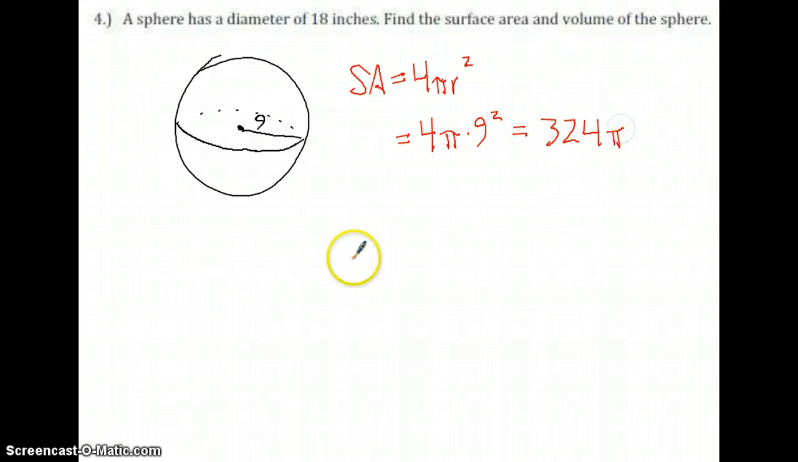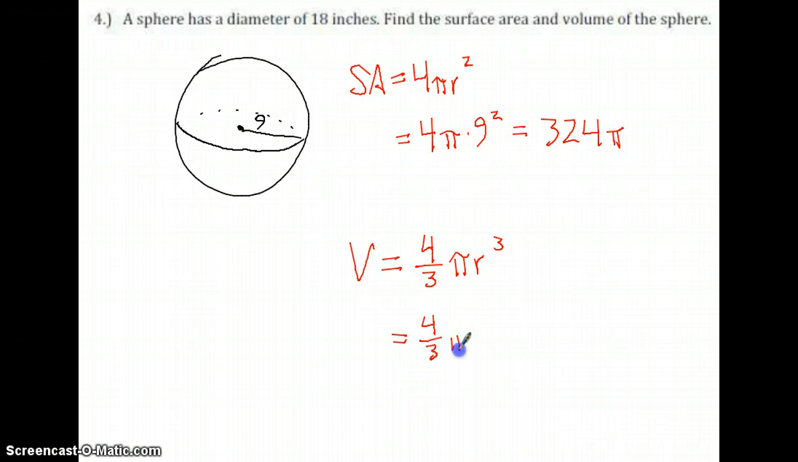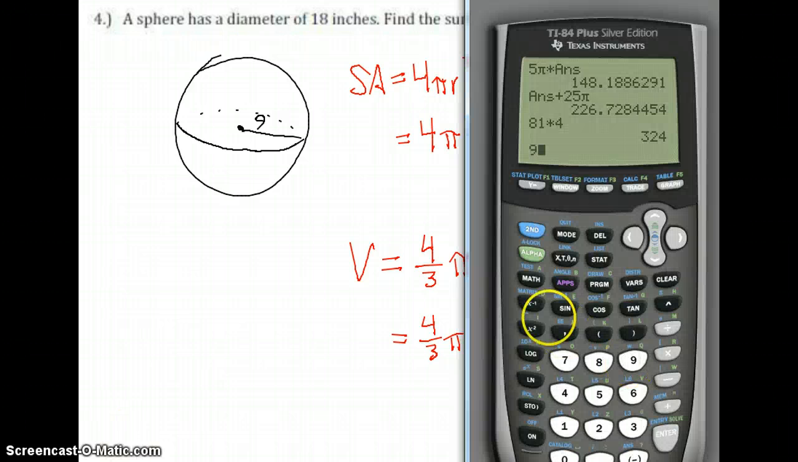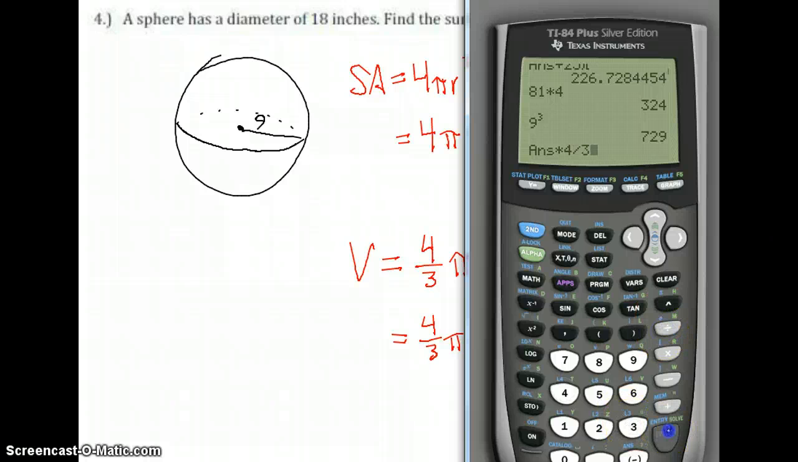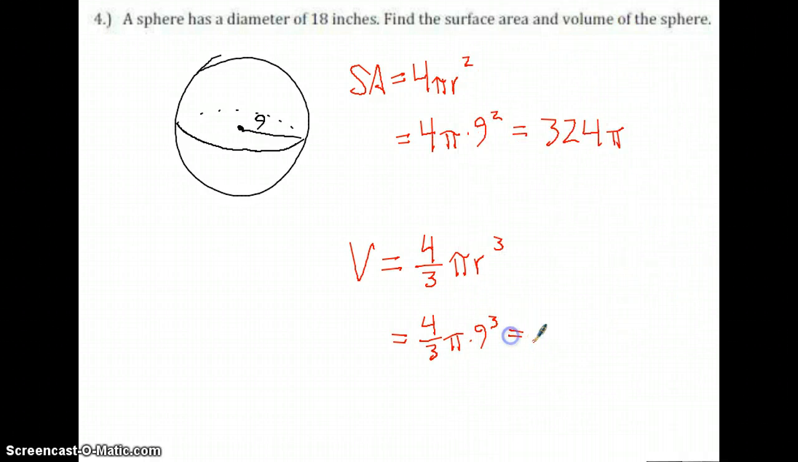And volume. This is really a yawner, isn't it? I should be spending my time doing more interesting stuff. 4/3 pi r cubed. R is 9. I'm just going to do this. 9 cubed times 4 divided by 3. We get, oh, isn't that cool how that does that? It just goes backwards. I forgot about that cool property. This is 972 pi. It doesn't say terms of pi on this one, but you really should.